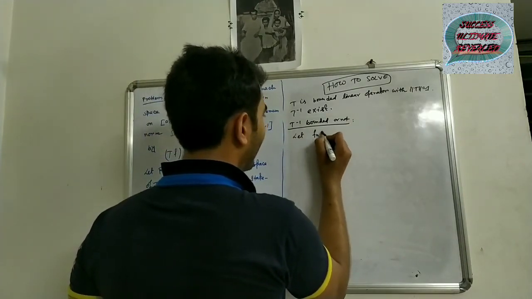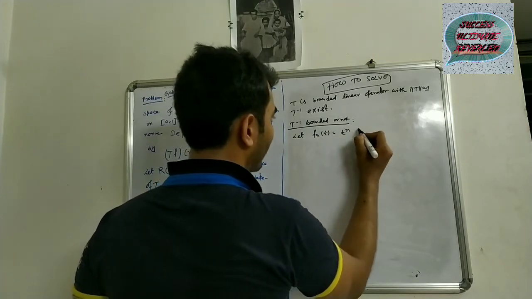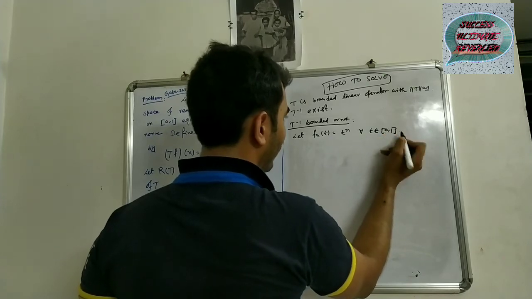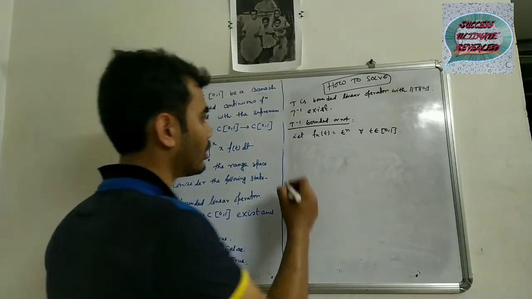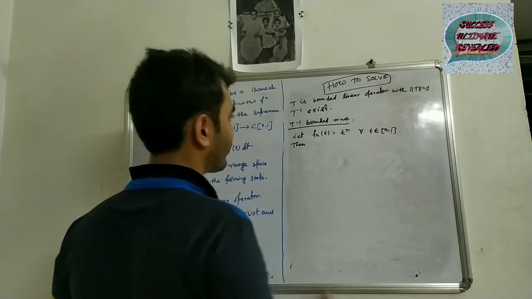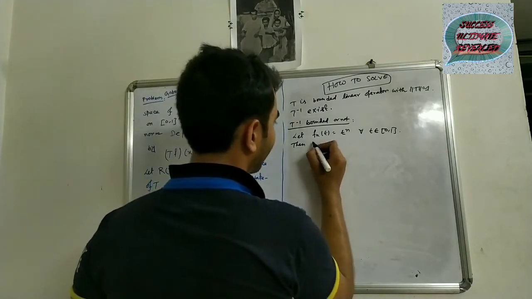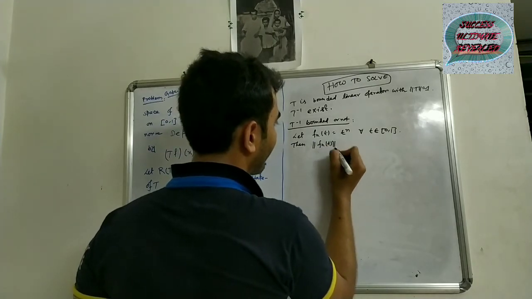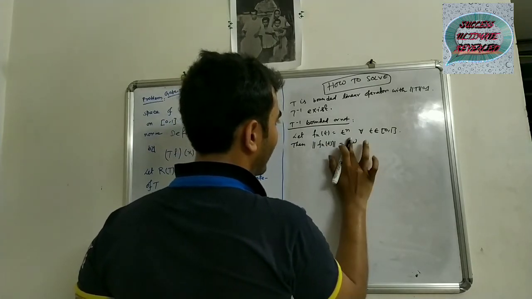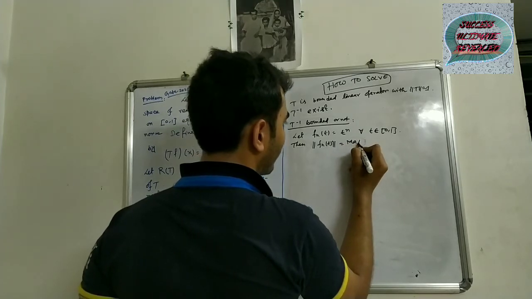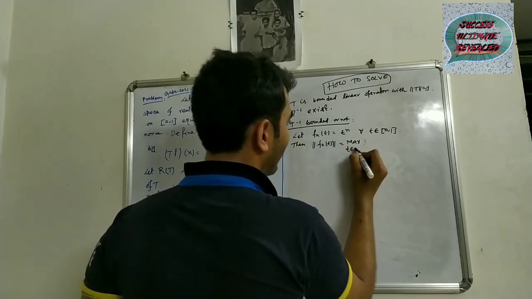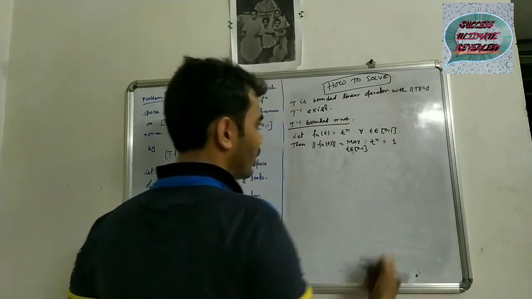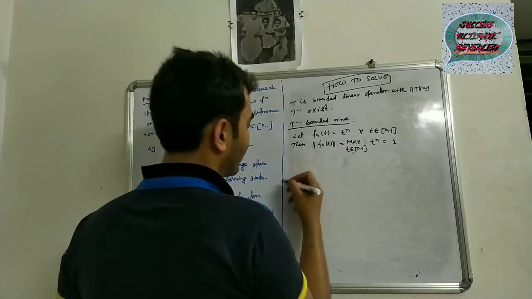Let f_n(t) = t^n for all t belongs to the closed interval [0, 1]. Okay. Then the norm of f_n(t) equals the maximum over t in [0, 1] of t^n. This is equal to 1. Okay.